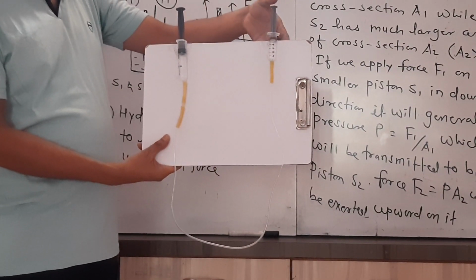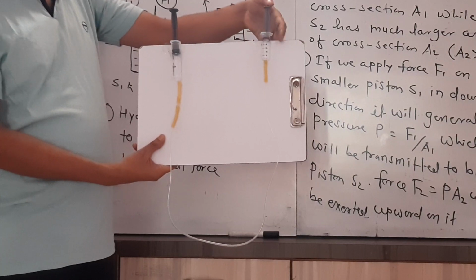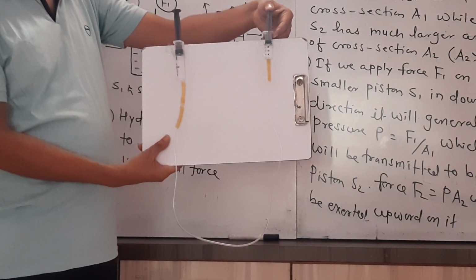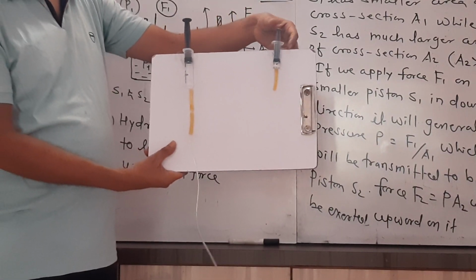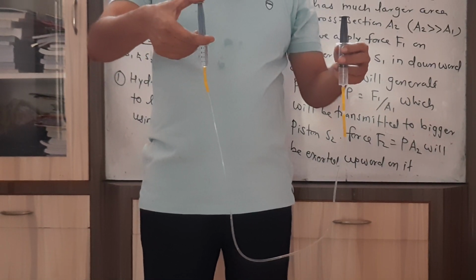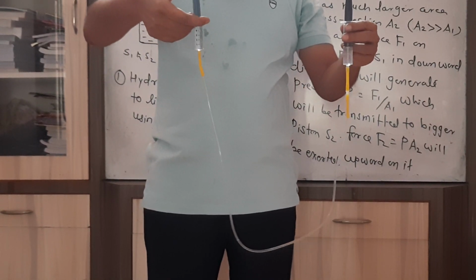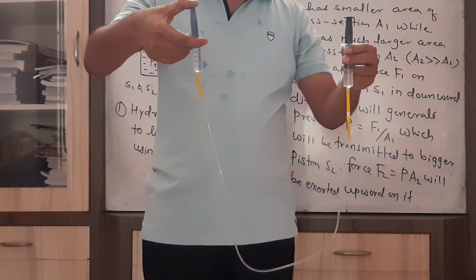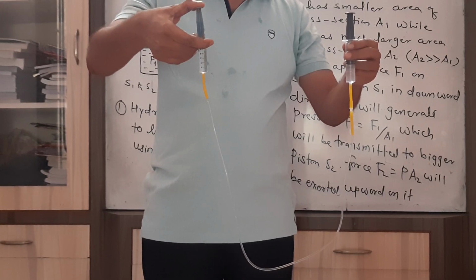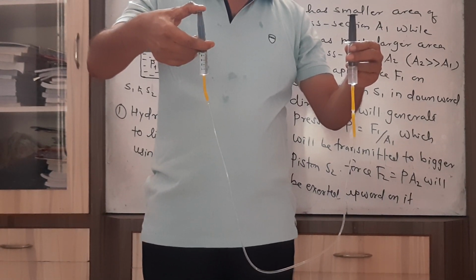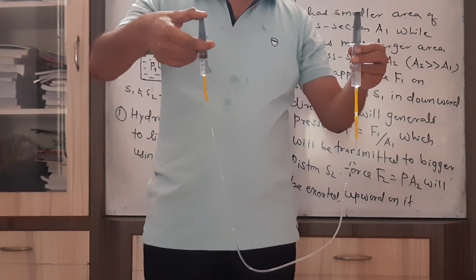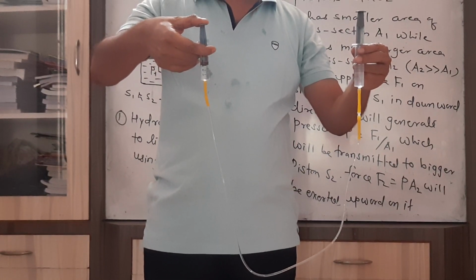Now here, if I apply some force on this piston, I am applying a force on the smaller area of cross section piston, that is S1. Whatever force is applied on this piston, if we apply this force, now look at the movement of the second piston. It will move in the upward direction.